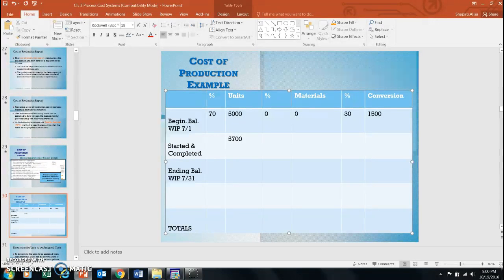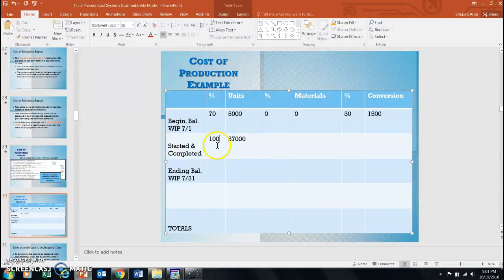This number that I ask about all the time on exams or homework proves troublesome for some students. So please think about that before you enter a number. It is not the amount of gallons transferred. It is not the amount of gallons added during July. It is what was started in July and completed in its entirety in July. All right? So you can review the slides again for that calculation.